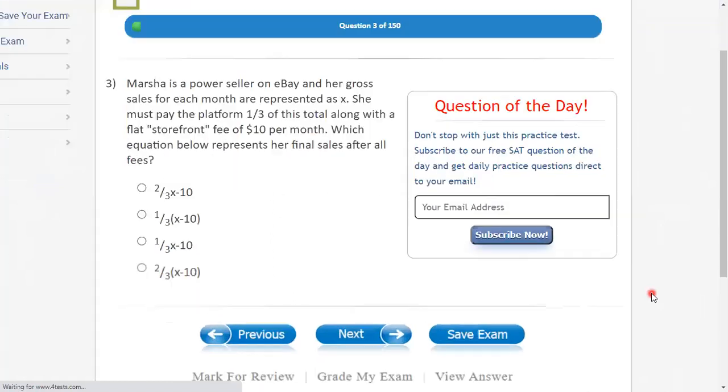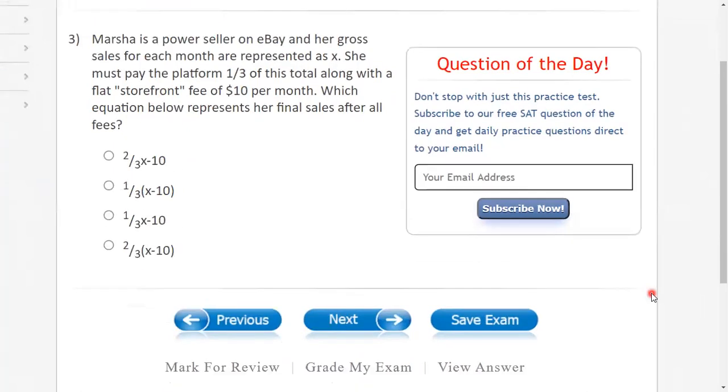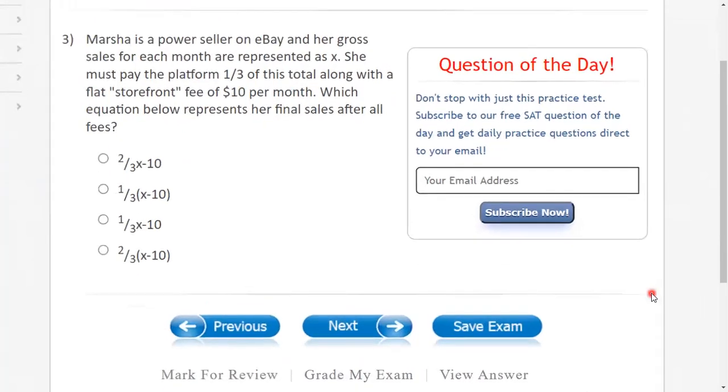Once again, I am maximizing this. There is a long story, but the answer is very simple. Anyhow, please go for this question. Marsha is a power seller on eBay, and her gross sales for each month is represented as X. She must pay the platform a third of this, along with the flat storefront fee of $10 per month. Which equation below represents her final sales after all fees?